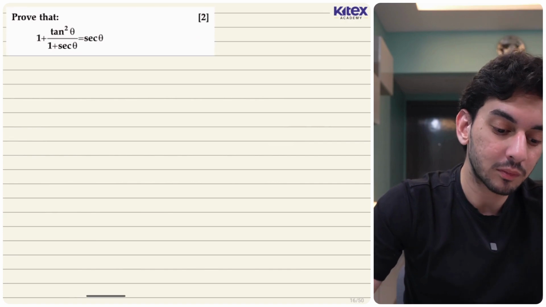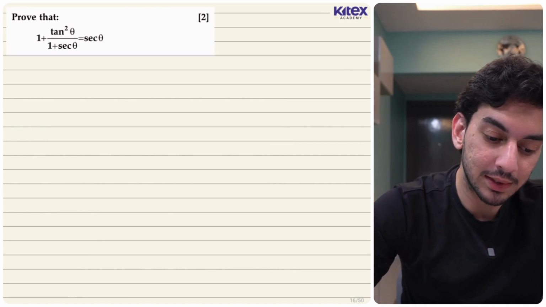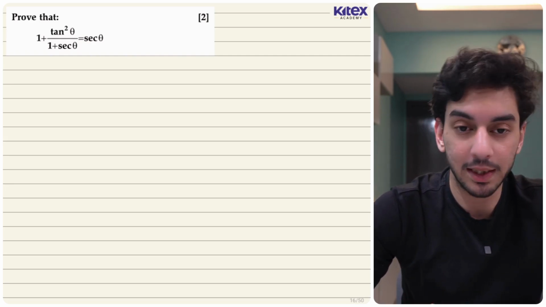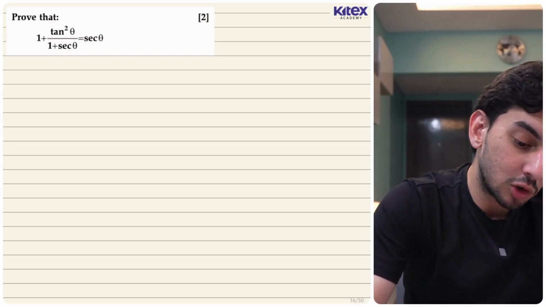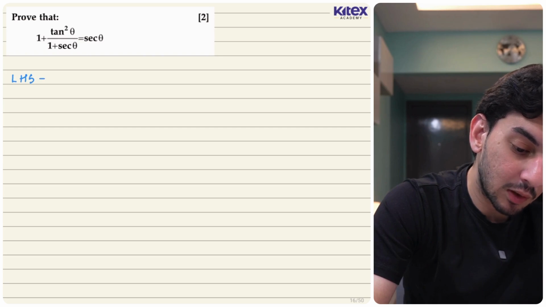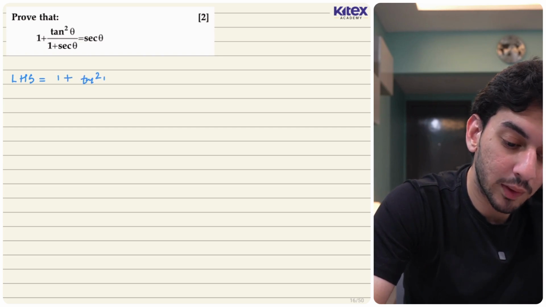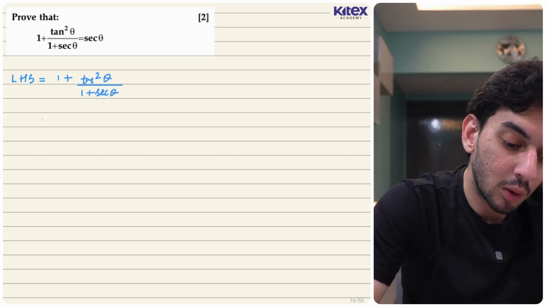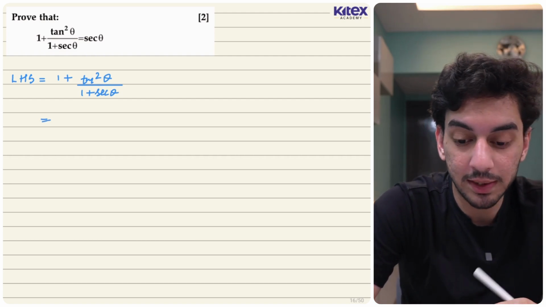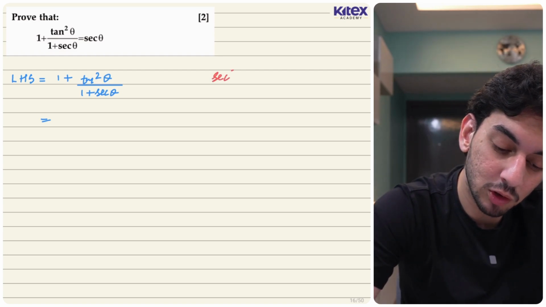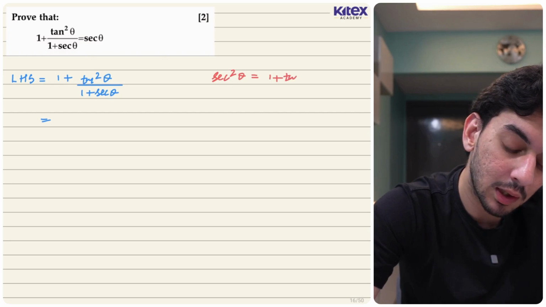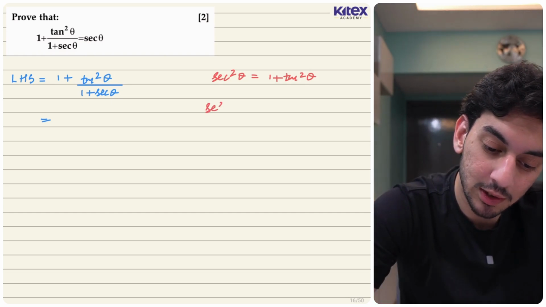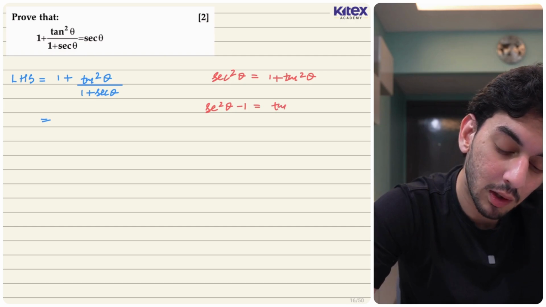Fair enough. Next question. So this says prove that 1 plus tan square theta upon 1 plus sec theta should be equal to sec theta. Okay, let us start. We'll start with the LHS. LHS is equal to 1 plus tan square theta, the whole thing upon 1 plus sec theta. Now I definitely know an identity which is sec square theta is 1 plus tan square theta. So tan square theta is sec square theta minus 1. So I can write sec square theta minus 1 is equal to tan square theta.